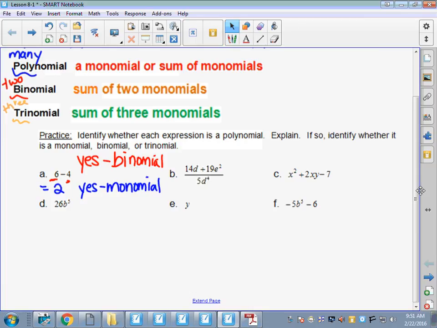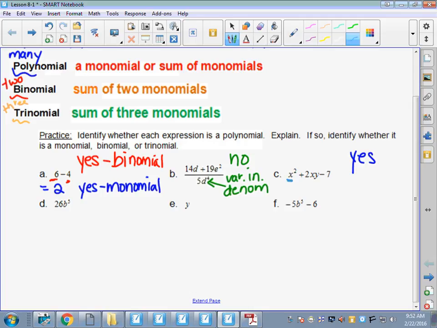B right next to it, 14d plus 19e squared, all over 5d to the 4th. Is that a polynomial? Do we ever have division? Remember we looked at when we talked about monomials, did we have variables in the denominator? Nope. So no, we'll put a variable in the denominator. Letter C, I've got an x squared plus a 2xy minus 7. Well, that one, there's nothing wrong with it. So this is, yes, a polynomial. I see 1, 2, 3 monomials. So therefore, we've got ourselves a trinomial.